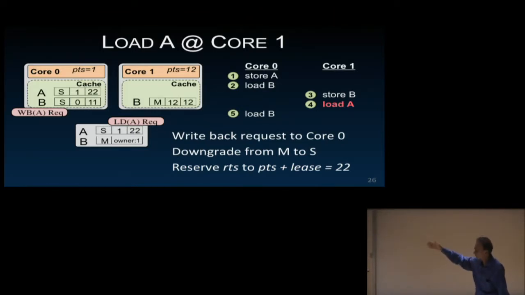The point is that if I want to get a load here with some reasonable timestamp, it was written at time 1 by core 0, which is basically equivalent to the time in core 1 at the beginning. But I want it till time 22 because my PTS is already at 12. It doesn't make sense for me to get it at time 11. I mean, it's already expired, right? And who determines that you want it for at least 10 units?